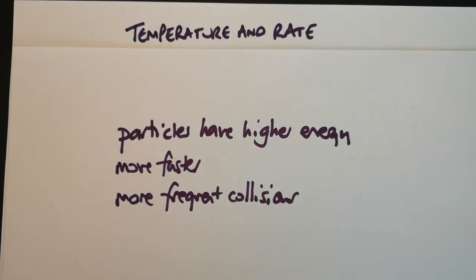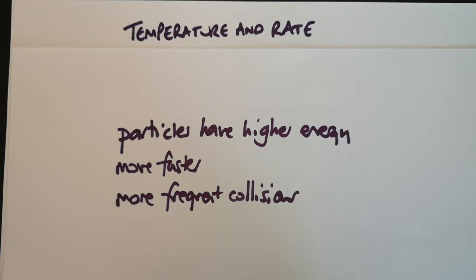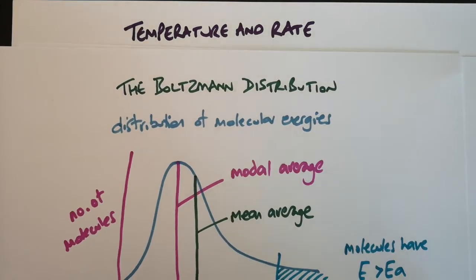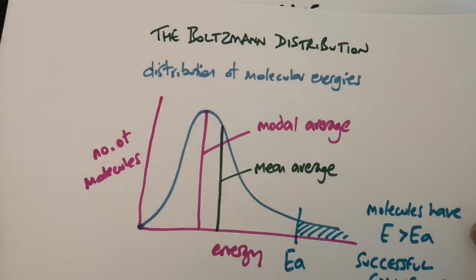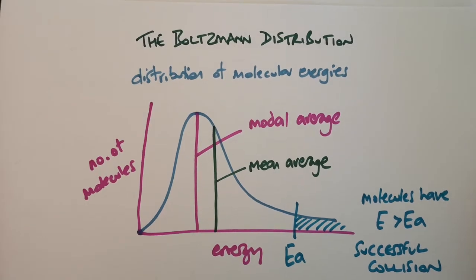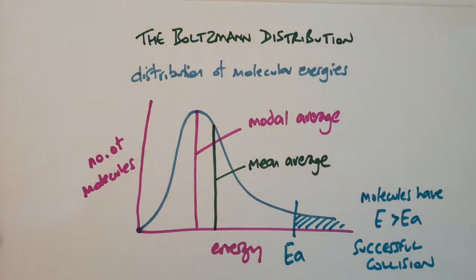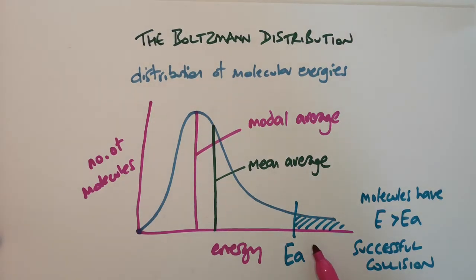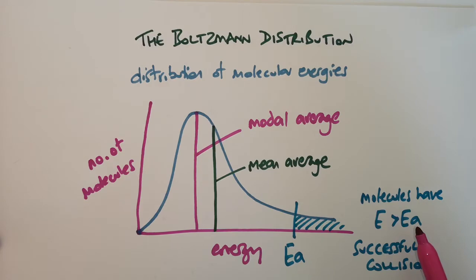That's a simplified version. So what we're going to do in this video is use the Boltzmann distribution that you've seen over the last couple of videos to explain why an increase in temperature increases the rate of reaction. So just to remind you, the shaded area is important because they are the molecules that have energy more than the activation energy and therefore can successfully collide.